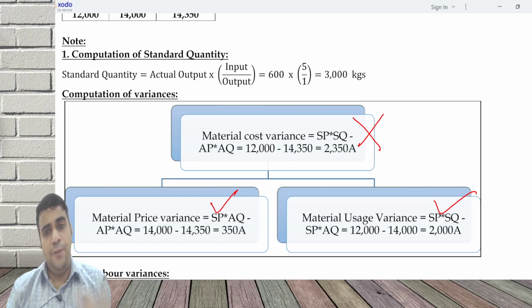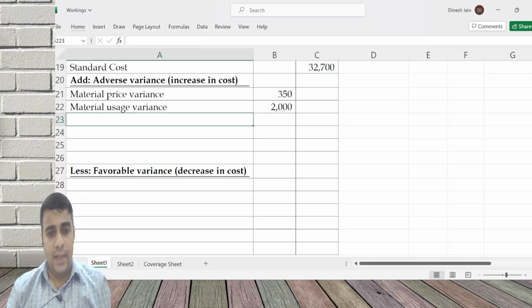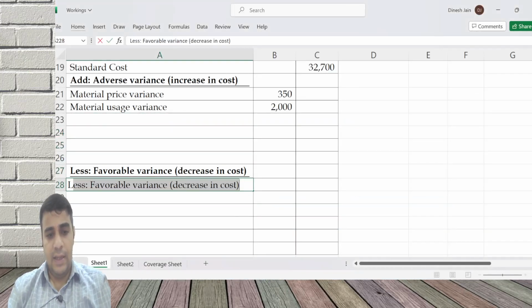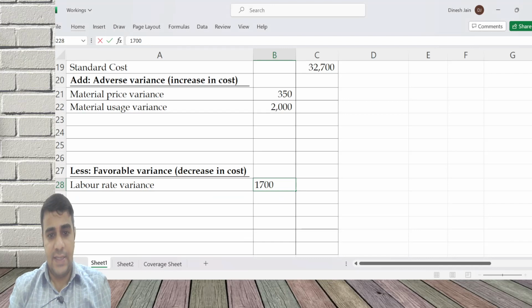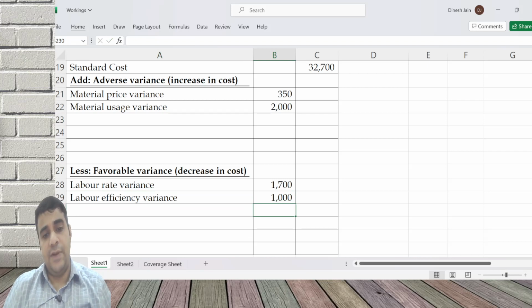Cost cannot come. If you write cost, only cost variance can be written. Labor cost will not come. In favorable, labor rate variance 1700, labor efficiency variance 1000. Favorable, I'll subtract it because that is a decrease in cost. Adverse, I'll add it because that's an increase in cost. 1700 and 1000.